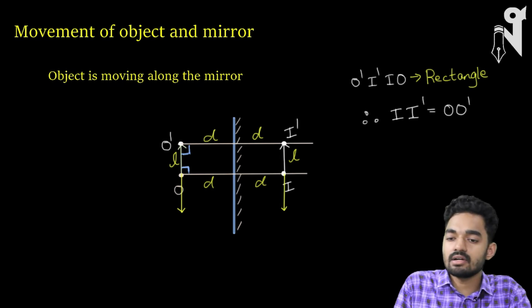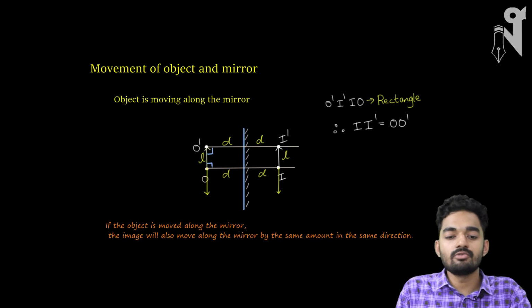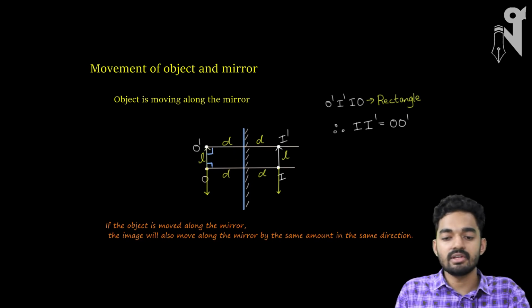So let me add that point. So if the object is moved along the mirror, the image will also move along the mirror by the same amount in the same direction.